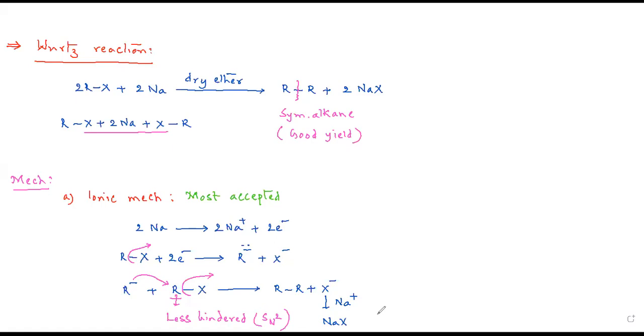So the point to be noted here is that the mechanism is SN2. So in general, the alkyl halide has to be a less hindered one. Less hindered in the sense that it has to be a 1 degree one or a 2 degree one, but not a 3 degree. Okay, we'll take some examples after the free radical mechanism. So this is the ionic mechanism.